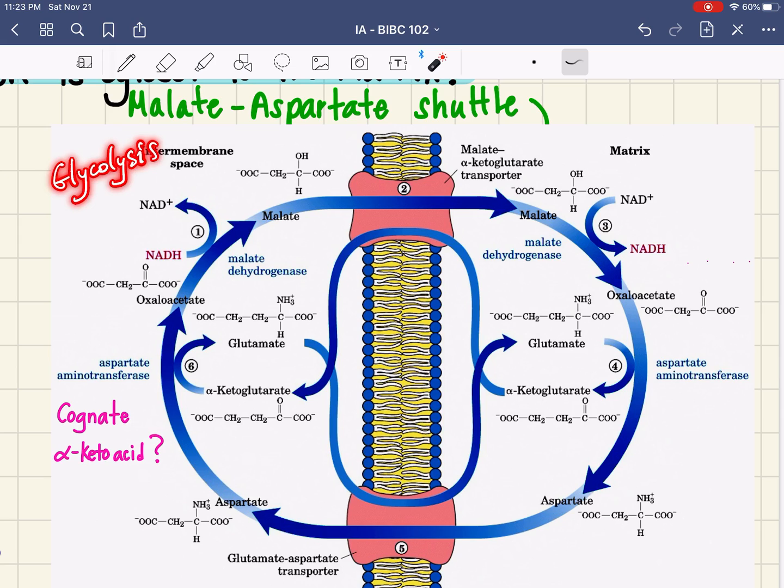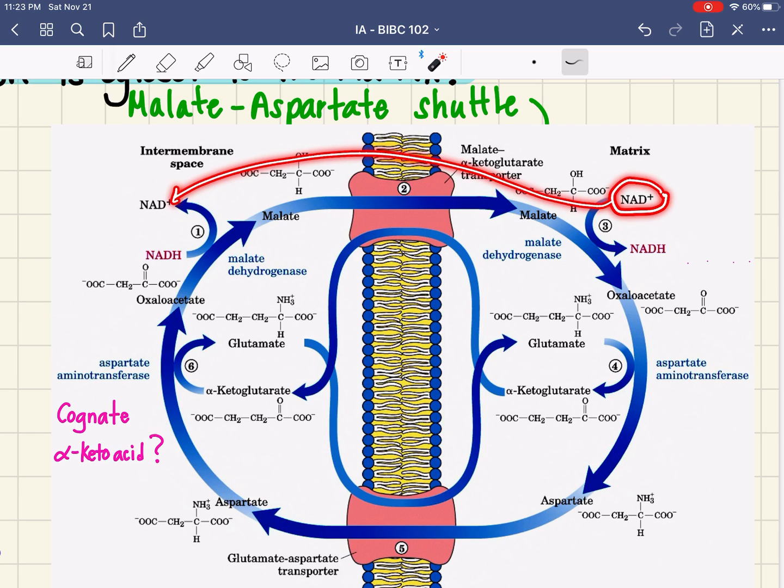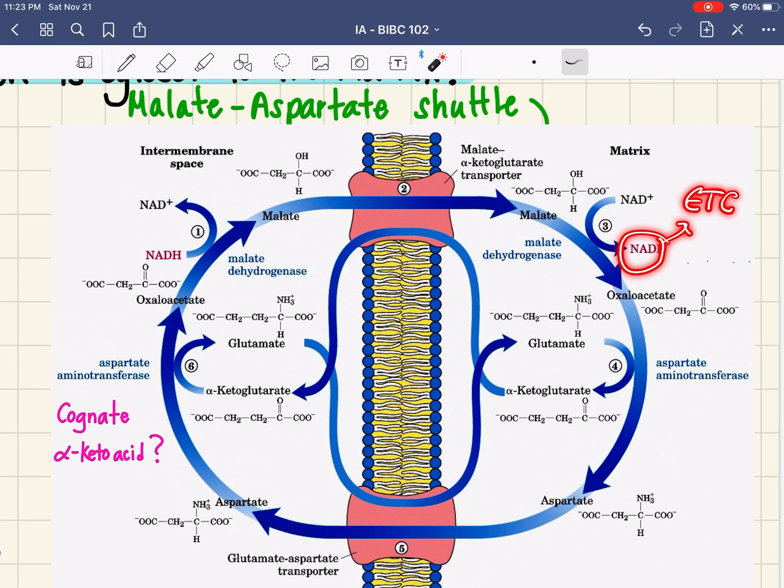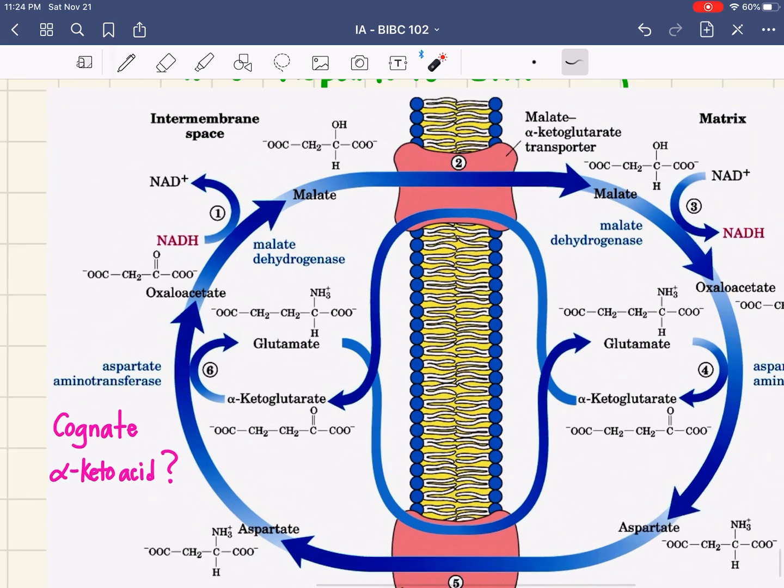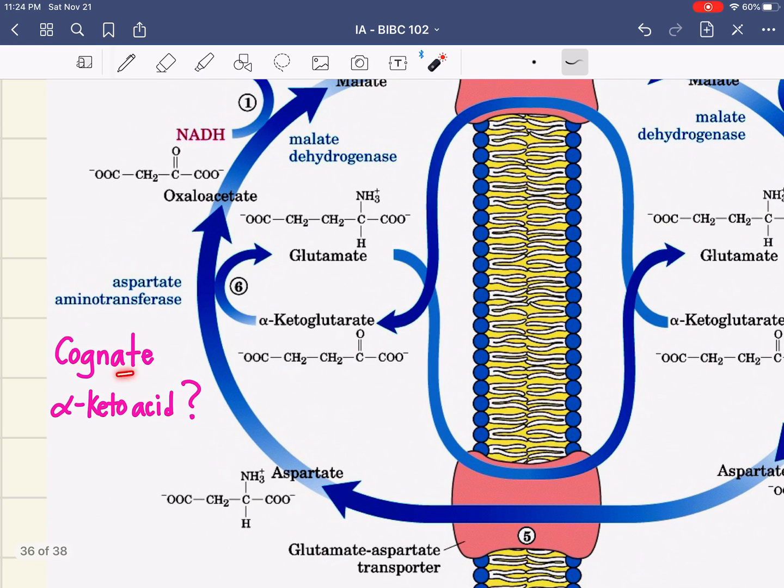Glycolysis. Okay? And also notice that NAD+ from the matrix ends up in here. And this is good because when NADH is used up by the ETC, we produce NAD+, right? Okay, another thing that I wrote here, cognate alpha-keto acid, I kind of went over it.